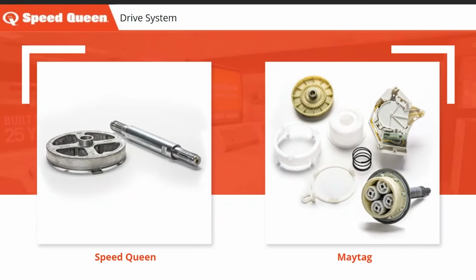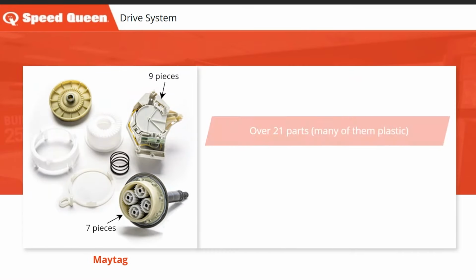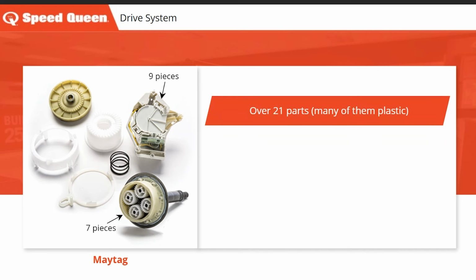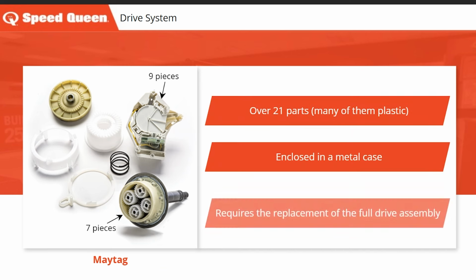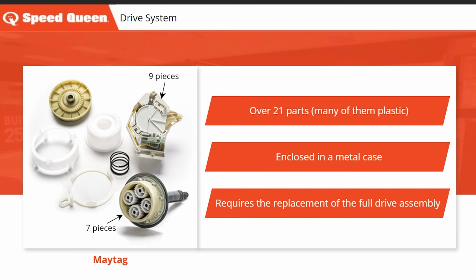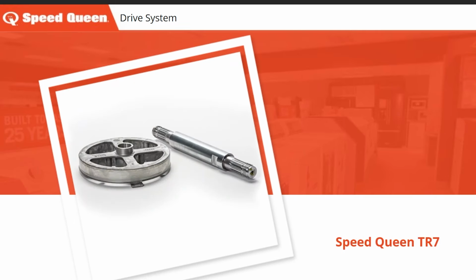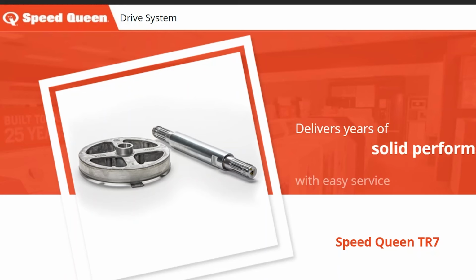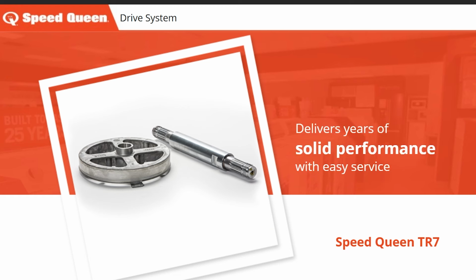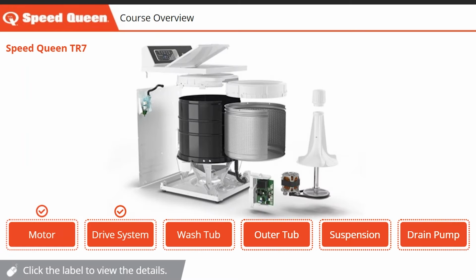Speed Queen's drive system is far simpler and more robust than Maytag's. Maytag's drive system has over 21 parts, many of them are plastic, and is enclosed in a metal case, requiring the replacement of the full drive assembly versus just one part. However, the Speed Queen TR7 drive system has a rugged yet simple design. The design offers two pieces that allows the drive system to deliver years of solid performance. The system can be easily serviced if repair is necessary. Speed Queen is the clear winner when it comes to the simple design of the drive system.